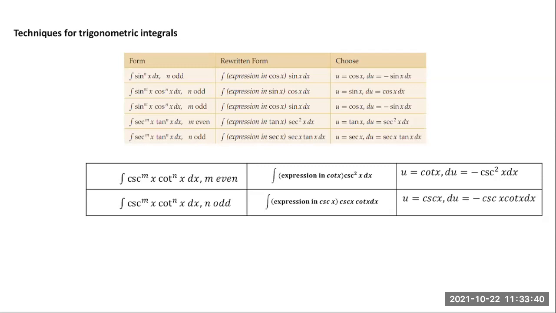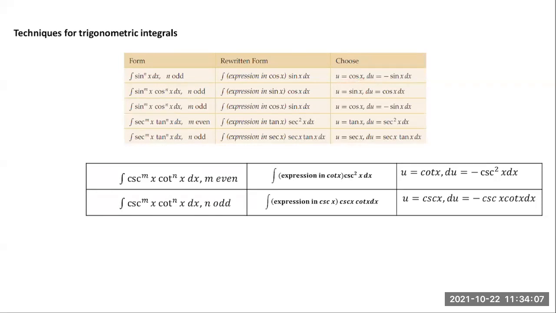If you have an integral of this form, the integral of sine to the power n of x dx, with n odd, first you need to rewrite this integral in this form. You need to write sine x dx at last, and then the remaining thing should be an expression in cosine x. In that case, your substitution is going to be u is equal to cosine x.